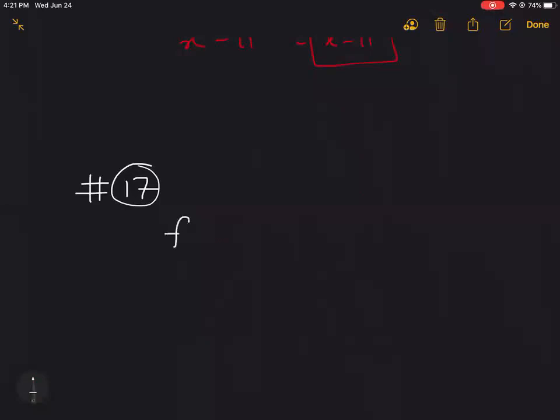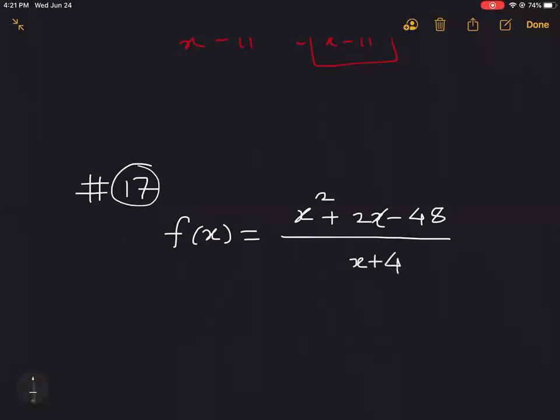Okay, so our function is x squared plus 2x minus 48 over x plus 4. The first problem is: first write the given function as a single rational expression, then factor the numerator and denominator, select the correct choice, and if necessary, fill in the answer box to complete your choice.